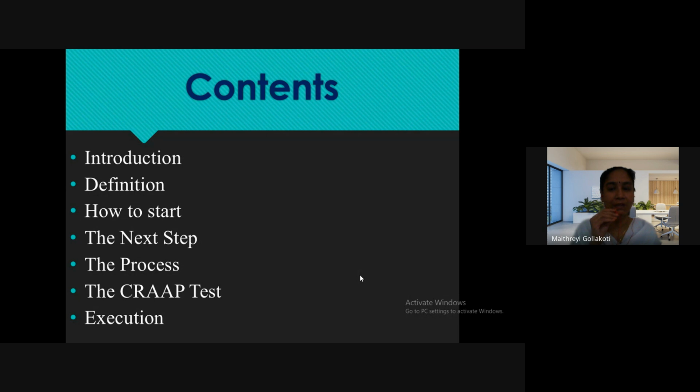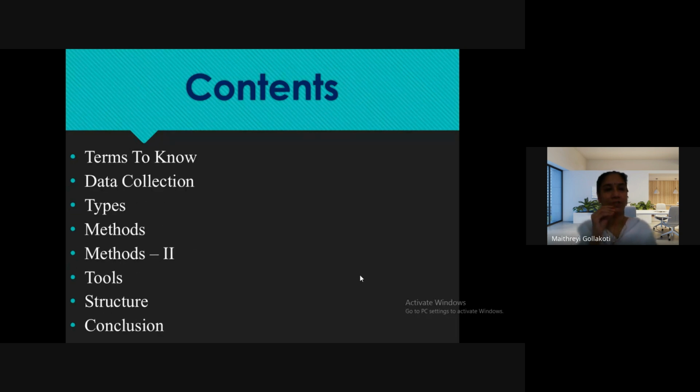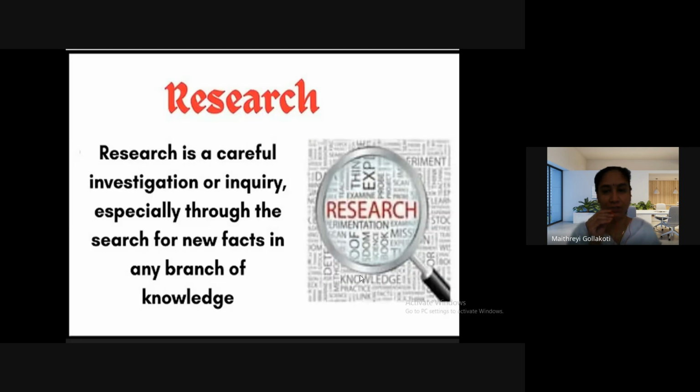So, my topic consists of all these aspects: introduction, definition, how to start, the next step, process, execution, terms to know, data collection, types, methods, tools, and conclusion.